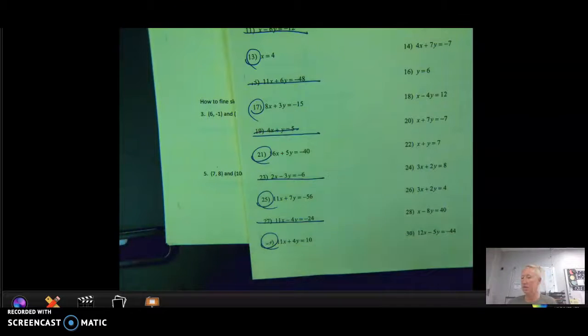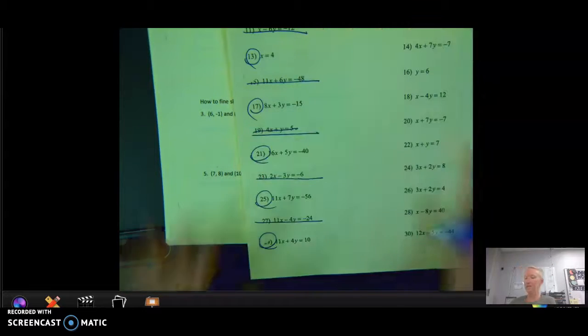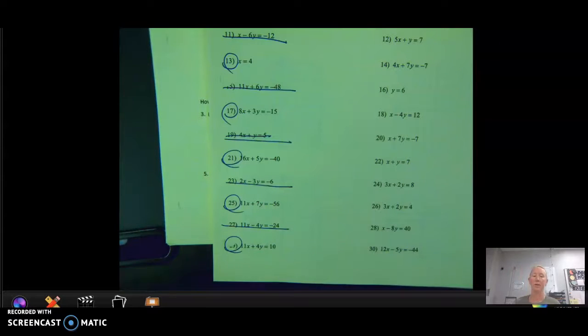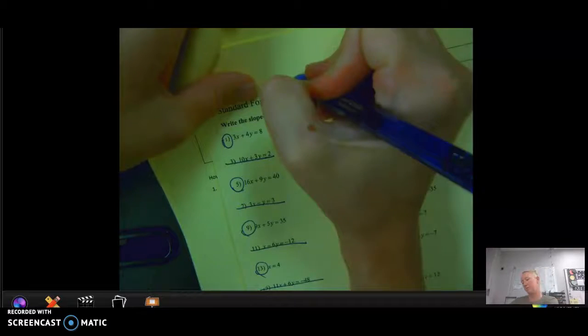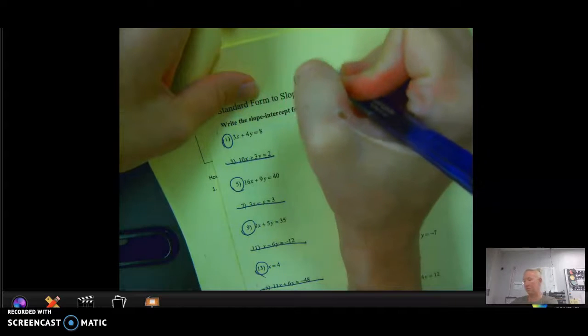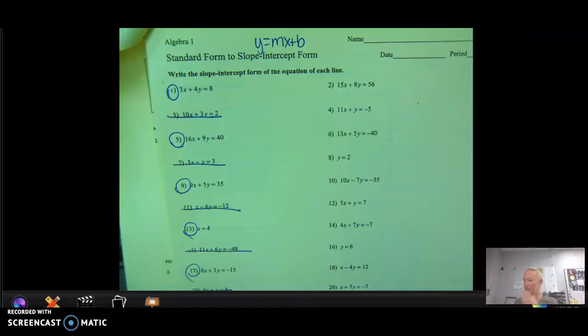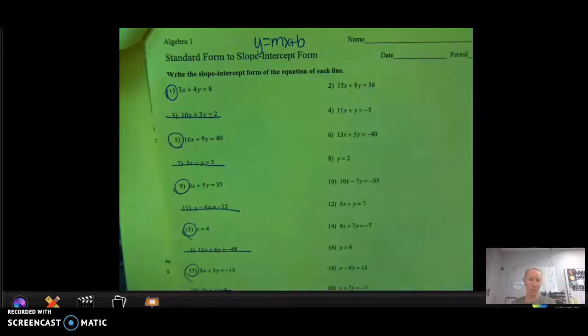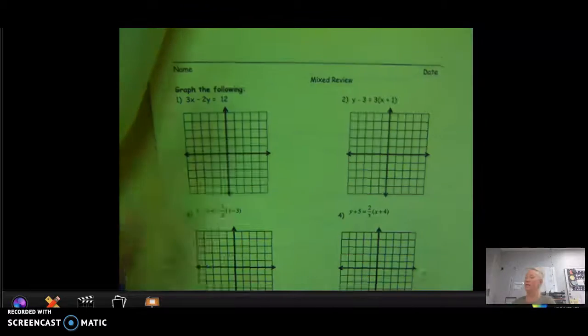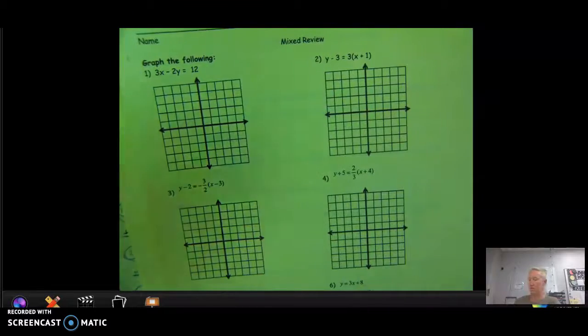So just do those. You're going to do those problems taking these standard form equations and putting them into slope-intercept form, so y equals mx plus b. If you want, write that at the top. After that, there's going to be a Schoology assignment over this, so make sure you get that done. And then after that is a mixed review. This is your quiz mixed review.